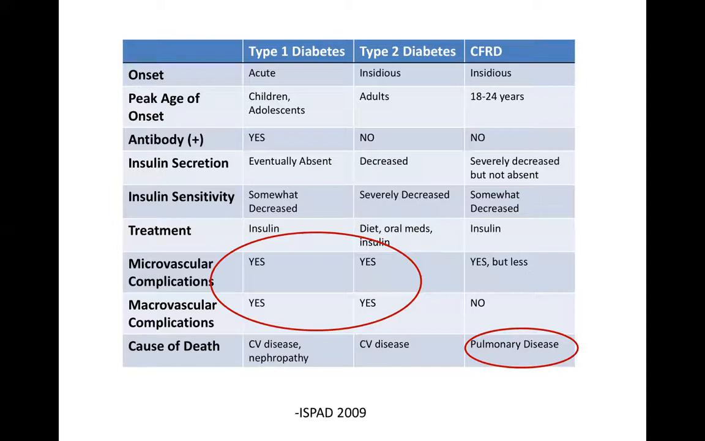So we want to treat cystic fibrosis related diabetes aggressively because we want to save your lungs, not because we're trying to preserve your body from complications of diabetes like a type 1 or a type 2, which can happen but you're at lower risk for, but more because we want to save your lungs. We want to keep your lungs healthy so that you can live as long and as healthily as possible.